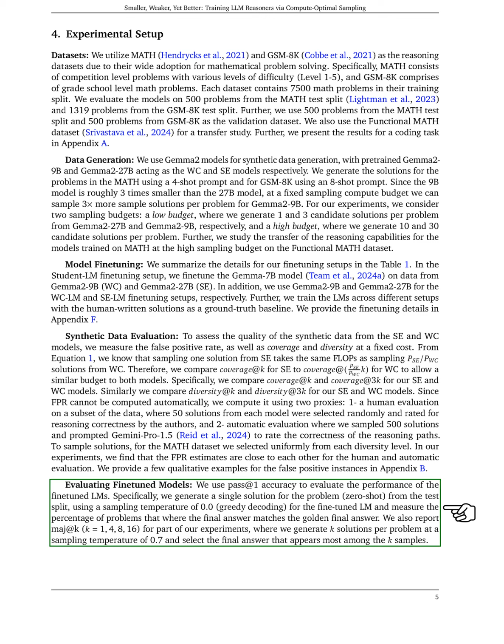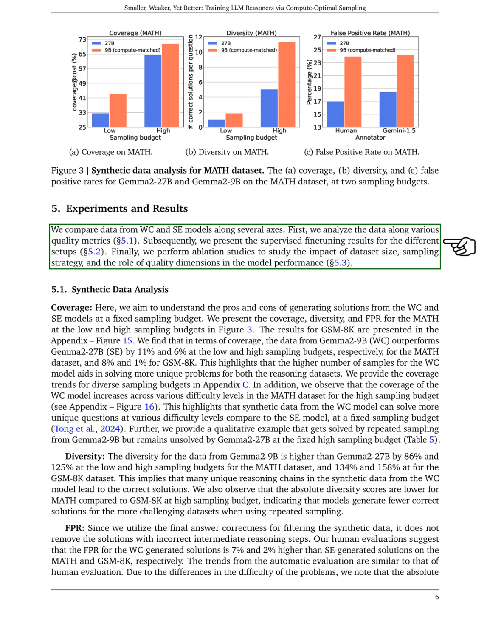Section: Experiments and Results. In this section, we compare data from the WC and SE models across several aspects. First, we look at various quality metrics. Next, we present the results of supervised fine-tuning for different setups. Finally, we conduct ablation studies to understand how dataset size, sampling strategy, and quality dimensions affect model performance.